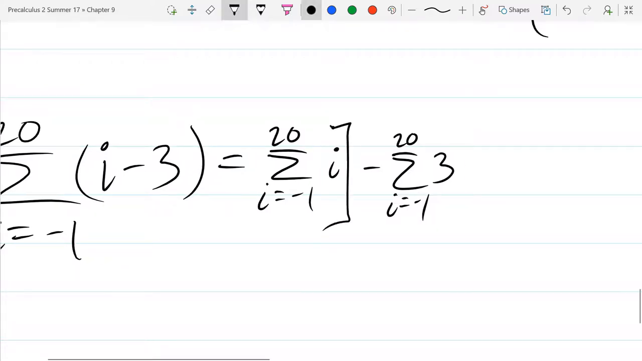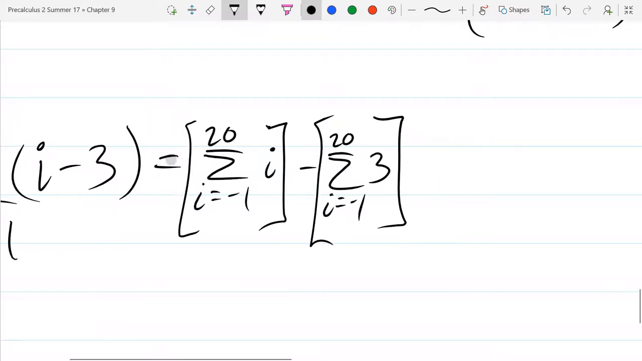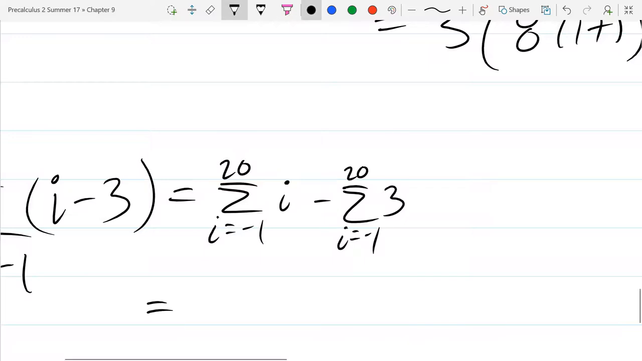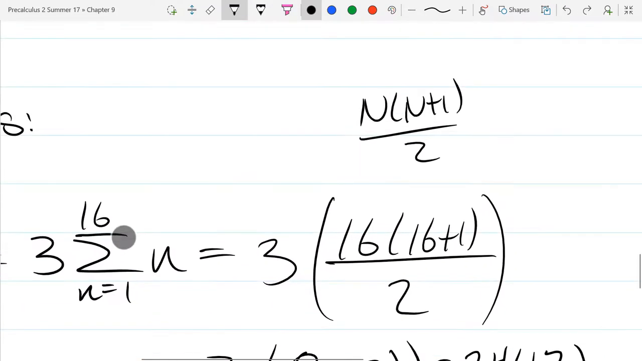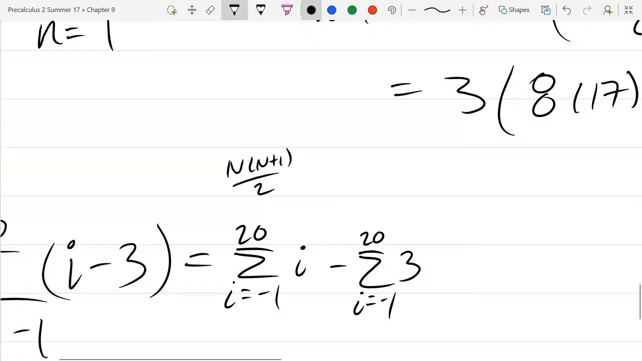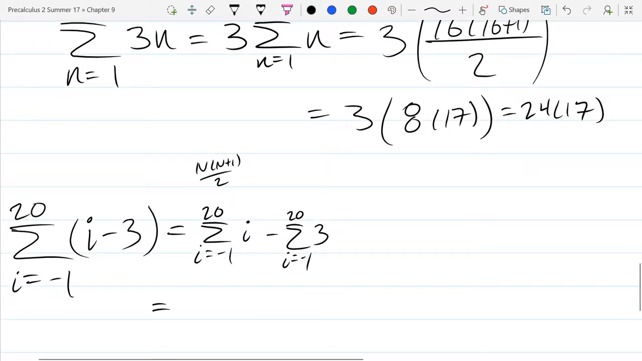And if you want, you could parenthesize these to keep them together. I would use parentheses, but I don't think they would fit in this case. So if you want to group them together, feel free to put some extra parentheses or brackets in here. So this is pretty much what we had last time, where we used the n times n plus 1 over 2. So we're going to use that again. We do have one slight problem. We're not starting at positive 1. So we better deal with that.